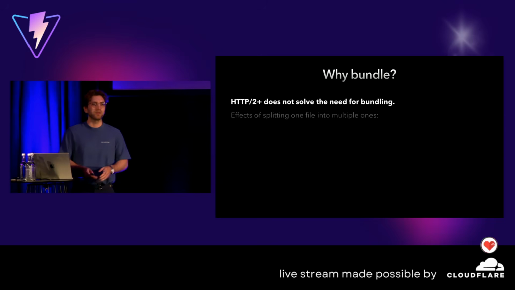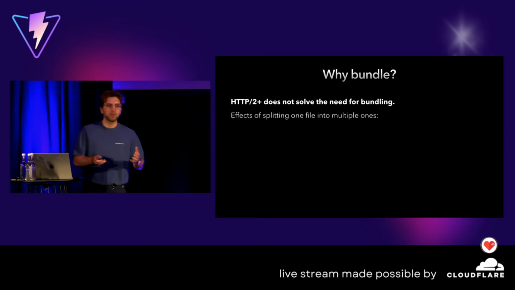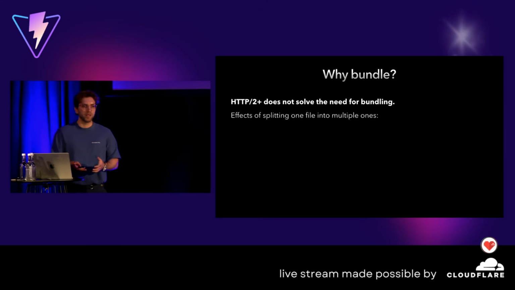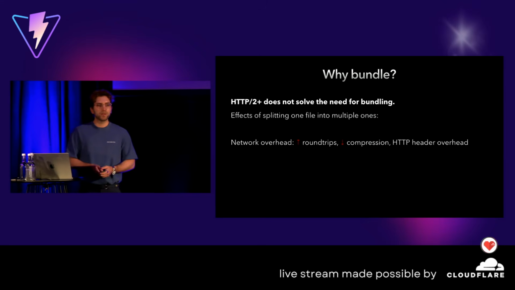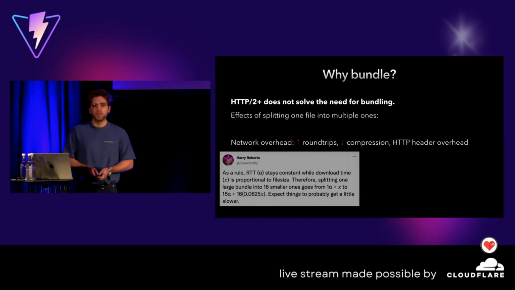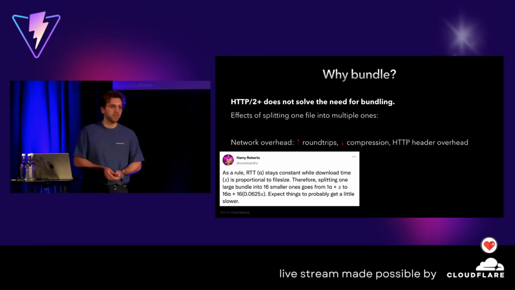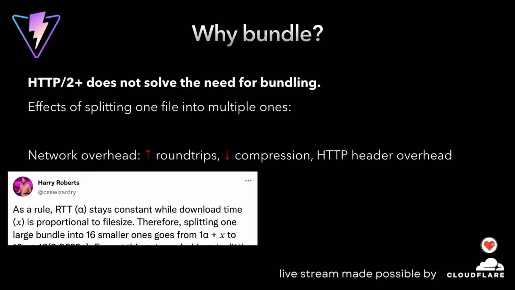And the reason is, once you start splitting one big file or multiple bigger files into lots of small files, you get overhead. And the first overhead is network overhead. So let me quote someone, Harry Roberts, one of the most known web performance experts out there. He worked for pretty much any company you can imagine. And what he says is, I'm not going to read the quote out loud, you can do this at home. Once you have one file and you split it into, in his example, 16 files, you increase the amount you pay for round trips by 16.